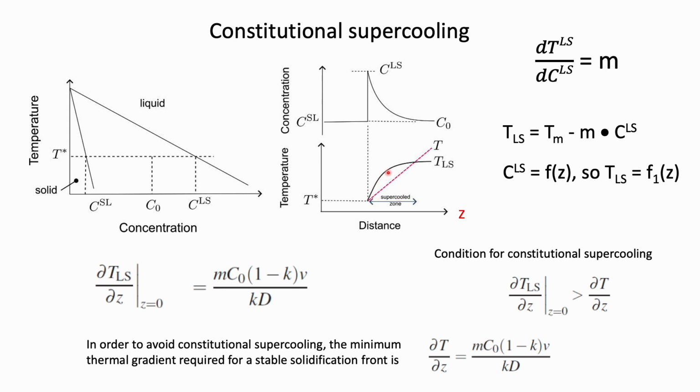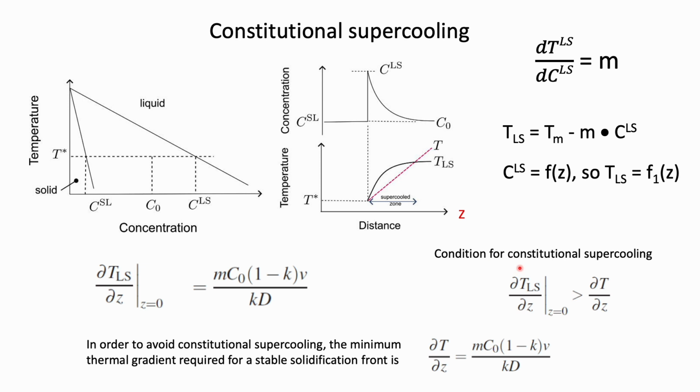So now you have this curve produced, TLS, and then you can draw a line here. We mark the red one as the real temperature distribution, T. When you have this TLS, you can get a slope at the Z equals 0 position. The slope of TLS, delta TLS over delta Z at Z equals 0, follows this equation: m multiplied by C0 multiplied by (1 minus k) multiplied by V divided by kD. m is the slope of this curve. C0 is the initial concentration of the liquid phase. k is the ratio between the solid phase concentration and the liquid phase concentration. V is the growth rate. And D is the diffusivity in the liquid phase.